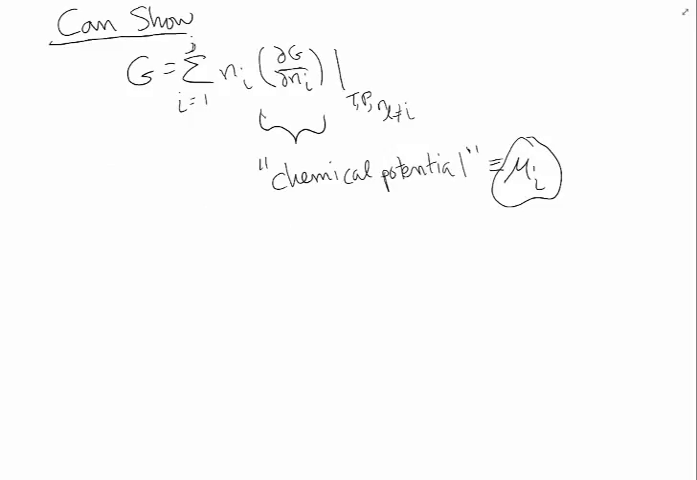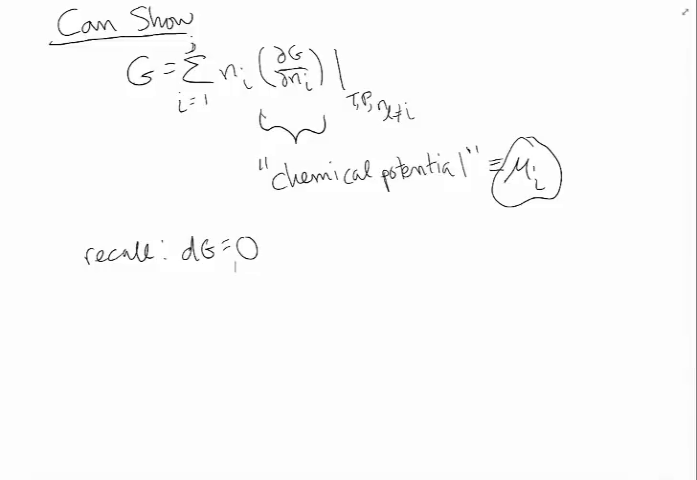Just before we finish up here, let's do one quick little example of how this ends up saying something useful. So recall that for chemical equilibrium to occur, the change in Gibbs energy has to equal 0. That's when chemical equilibrium occurs.